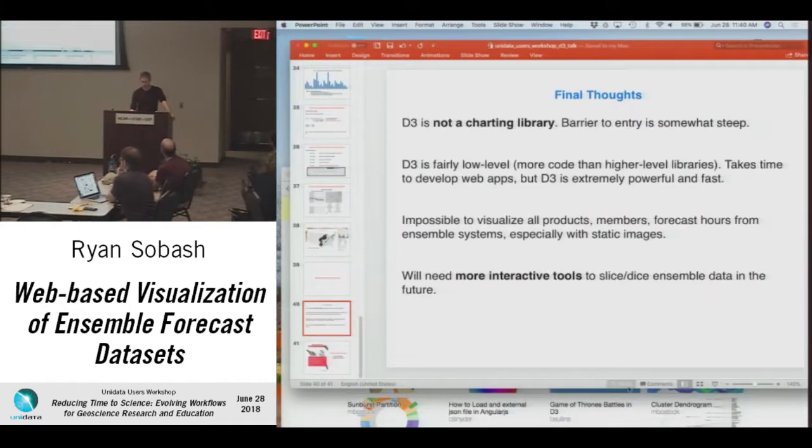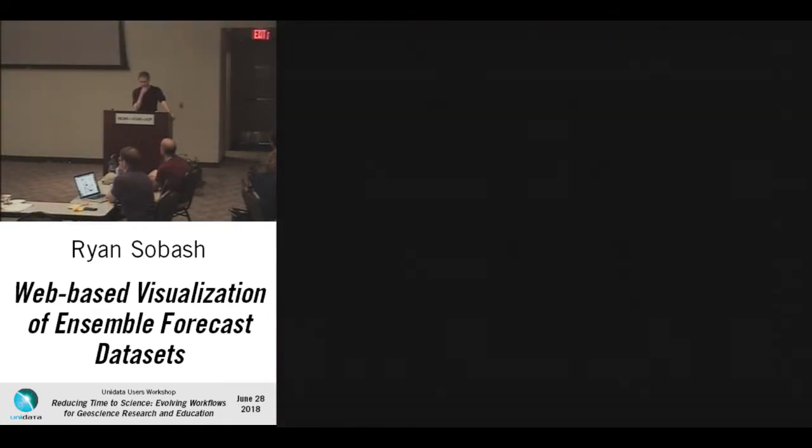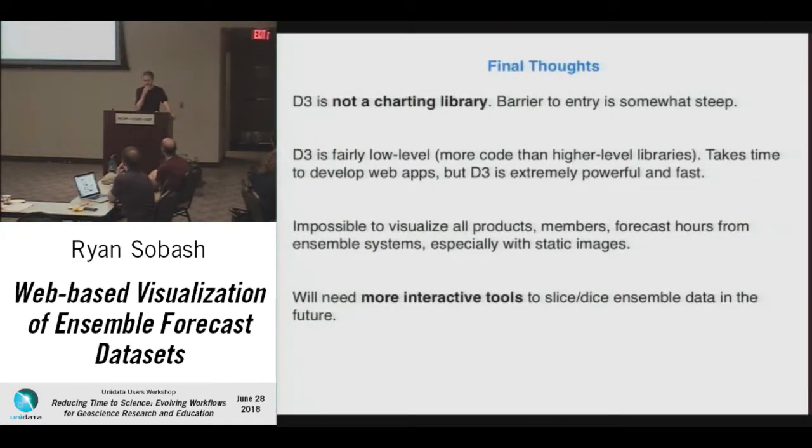And with my last couple minutes here, I wanted to leave time for a few more questions, but just some final thoughts. So D3 is not a charting library. So you can get a charting library with, say, Google Charts, something very high level, and if you have some data and you want something fairly simple, that may suit your needs better than D3 can. The barrier to entry is somewhat steep. Hopefully this has given you a taste of what's possible and some of the high-level overview of selections and the update patterns working with data in D3. But it does take some time to become comfortable with because it's fairly low level.